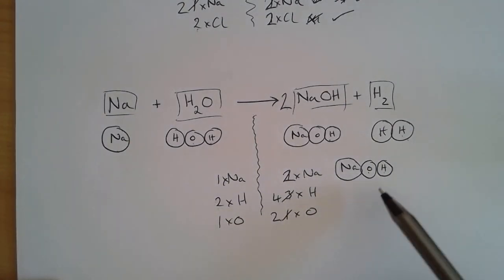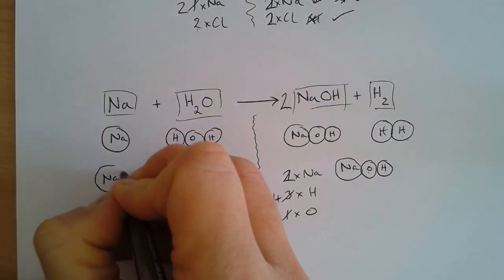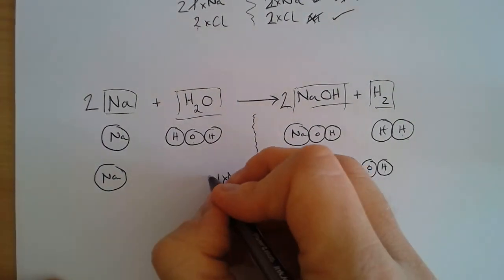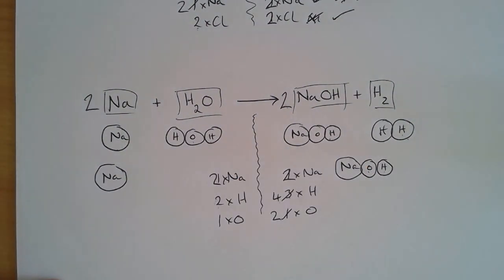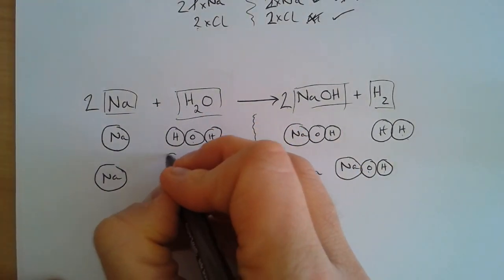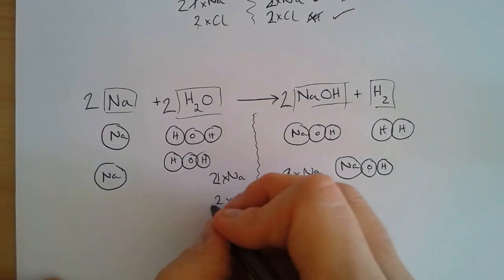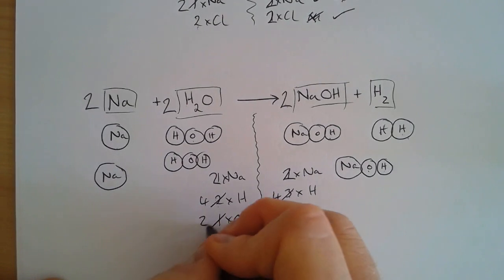So having done that, I'm going to need to go back over to this side. Well, the first thing that is unbalanced is my Nas, so I need another Na. Put a 2 in front of that. That has now balanced the Nas. 4 and 2, 2 and 1. So if we look at that H2O there, I can add another H2O, putting a 2 in front of that. That then means 4, and that means 2.